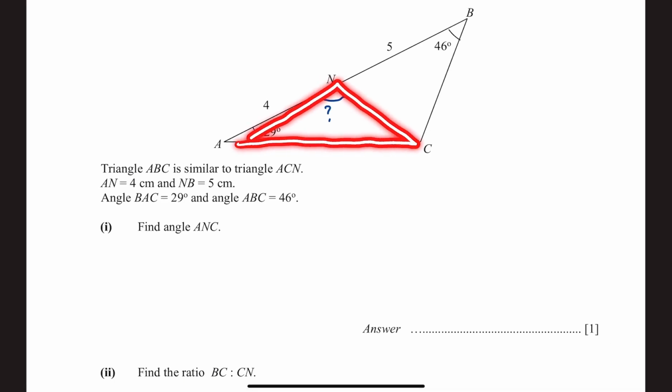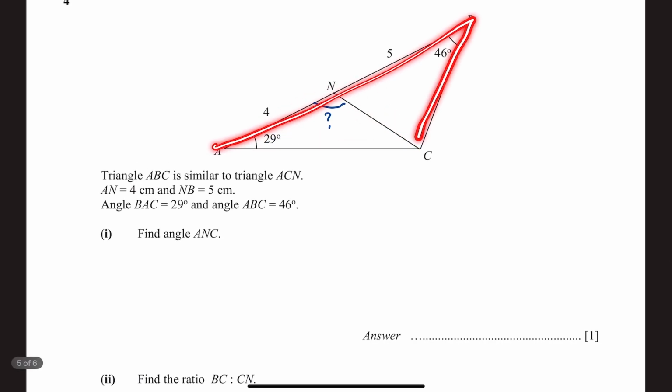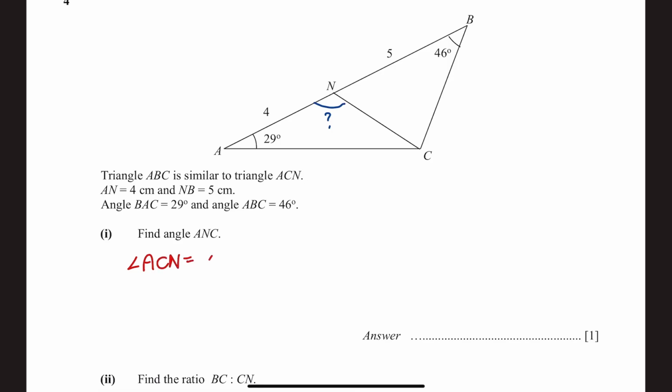Since the triangles are similar, it means that the vertices are matching. So I know angle ABC is 46, and I know that ABC will match with ACN. So this means that angle ACN is equal to angle ABC, and this angle here is the same as this angle over here, by matching vertices in similar triangles. So this angle here is also 46 degrees.